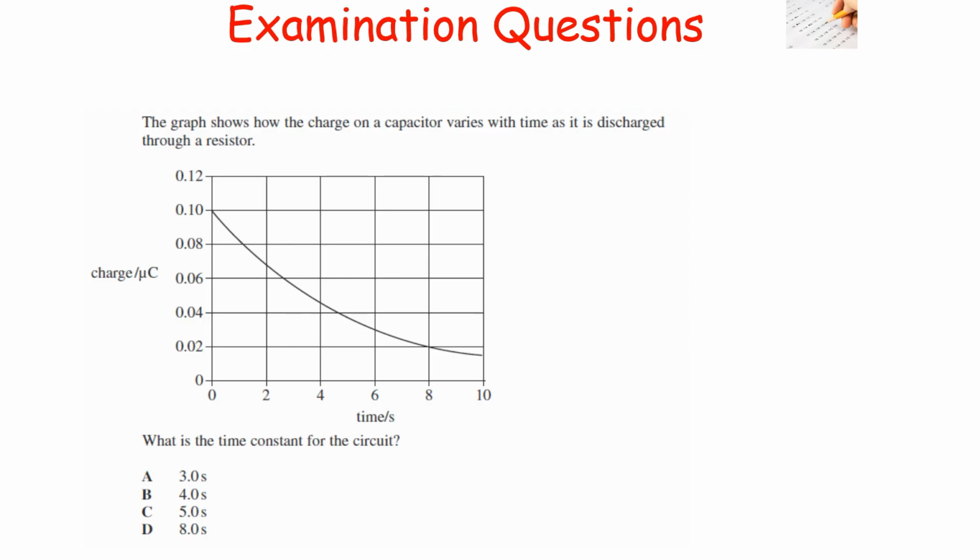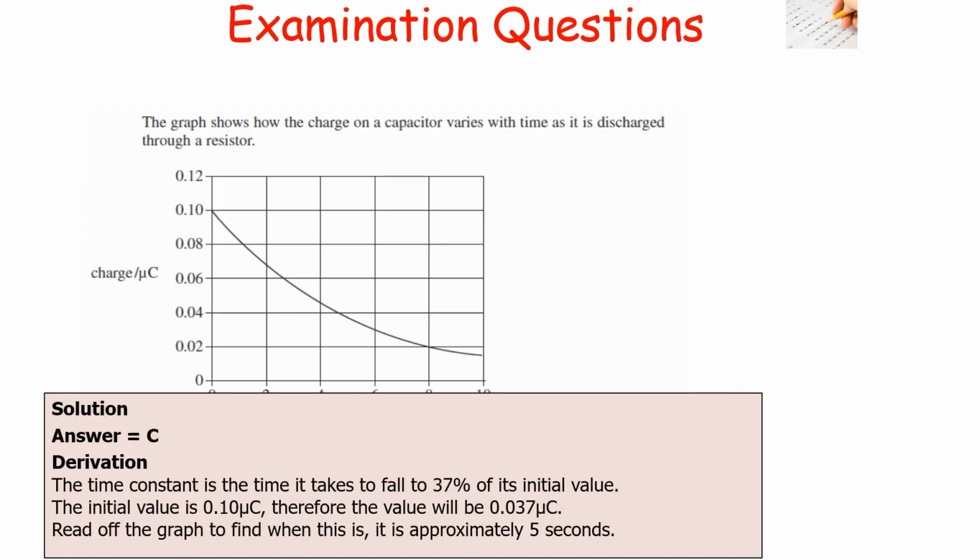Right, so the answer here is C. It is 5 seconds, because the time constant is the time it takes to fall to 37% of its initial value. Now you take the initial value as 0.10 microcoulombs, so the value you're looking for is 37% of that, which is 0.037 microcoulombs. Now, when we work this through, you read off the graph to find where that is, and that is approximately at 5 seconds, so there is our answer.